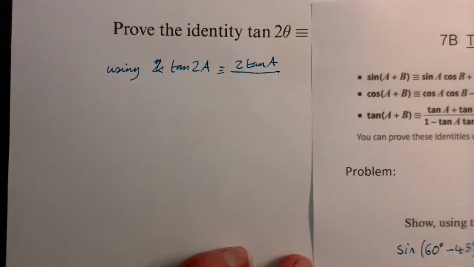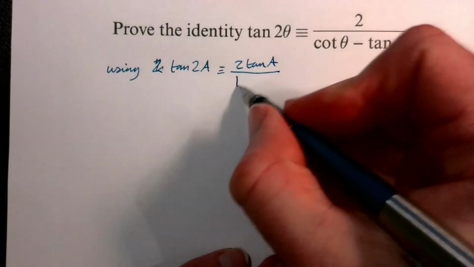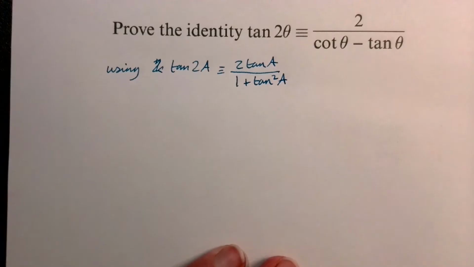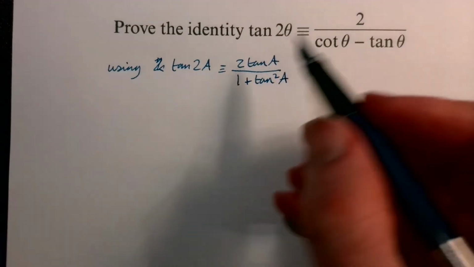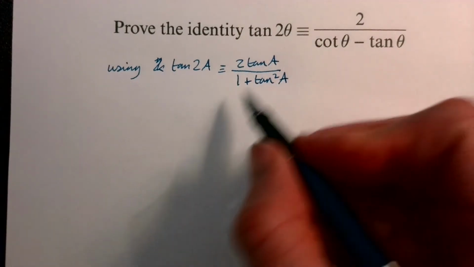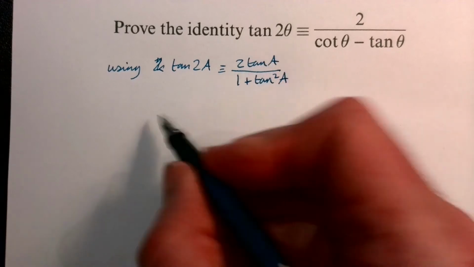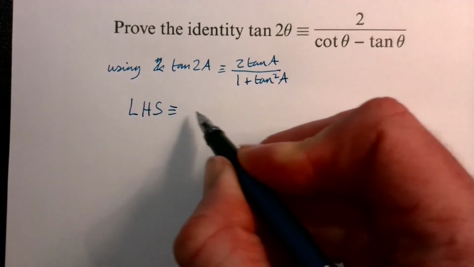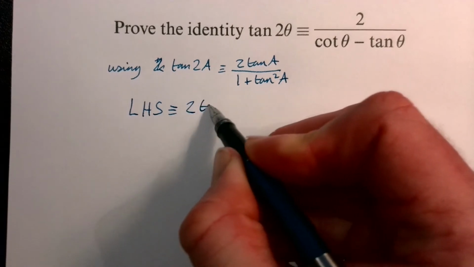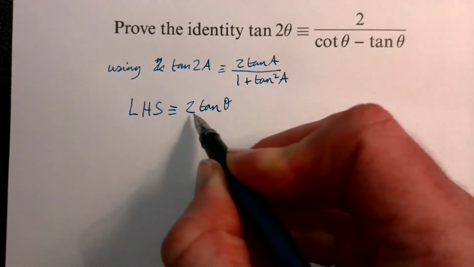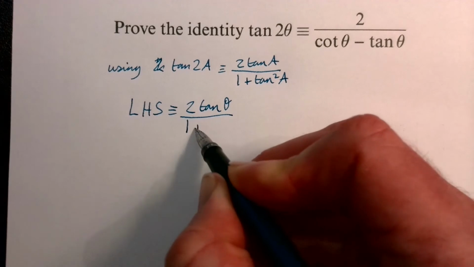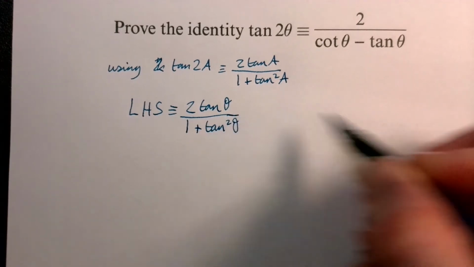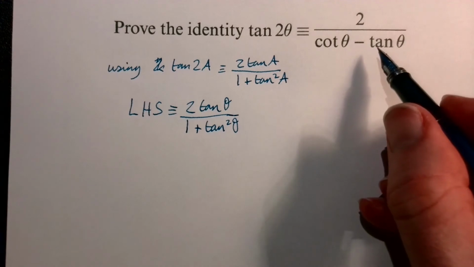And that's all being divided by 1 plus tan squared A. So we're going to do that for this over here. I'm going to start with the left hand side, which is identical to 2 tan theta over 1 plus tan squared theta. Oh, and I'm trying to get to this.